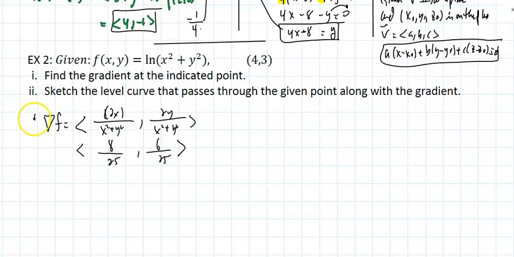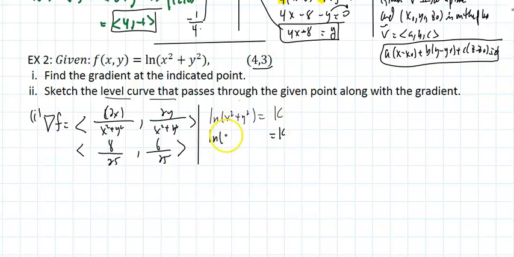That's part I. Got it. And if I proceed and figure out what, sketch the curve that passes through the given point, level curve. Okay, so what are you going to do? You're going to take natural log of x squared plus y squared and set it equal to some k, right? Normally you let k equal 1, 2, 3, but here you want it to pass through this point exactly.